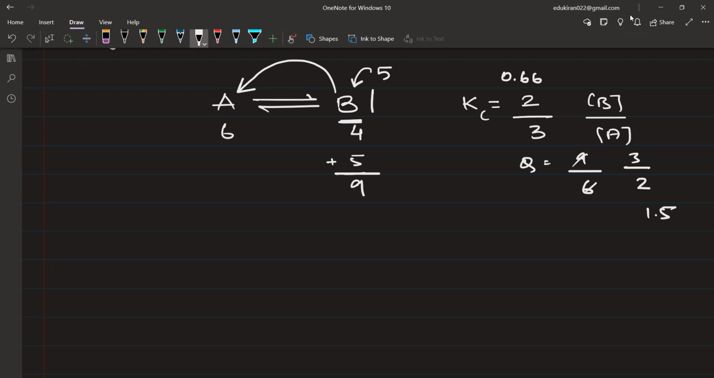And what did the system do? The system converted B to A, right? To achieve equilibrium, right? The human is increasing the amount of B, and the system in response to that is decreasing the amount of B and increasing the amount of A. Is that right? Yes or no, please tell me.